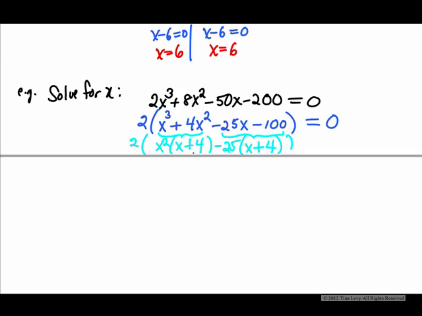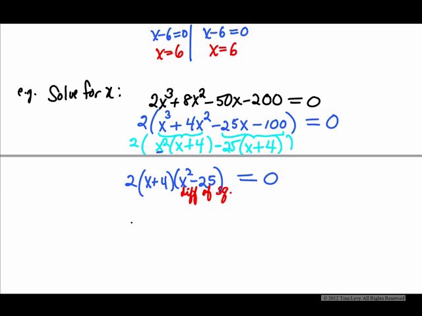Now we're going to pull out that x plus 4. So this became 2 times x plus 4. And then when we pull out the x plus 4, it's like dividing by it. We're left with x squared minus 25. This is where it's important to factor completely. In this case, we have to factor further. We have a difference of squares. So before we can solve, we have to do the further factoring, difference of squares.